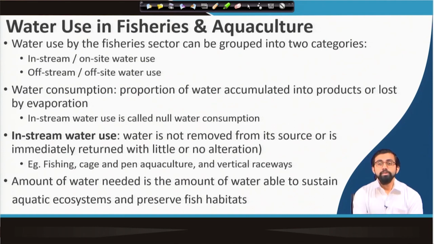The next topic that I'll be discussing is water use in fisheries and aquaculture. So in general, the water use by the fishery sector can be grouped into two categories: in-stream, or on-site water use, and the second one is off-stream, or off-site water use. Okay. So water consumption is actually the proportion of water which is accumulated into the products and lost by evaporation, right? So what does that mean?